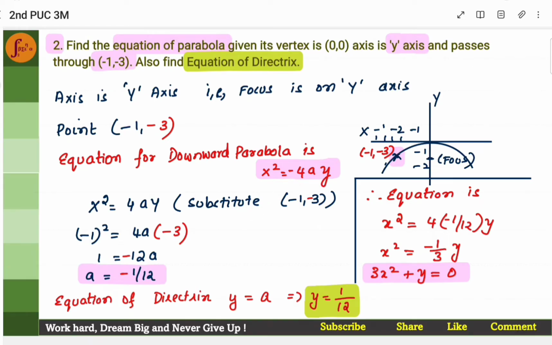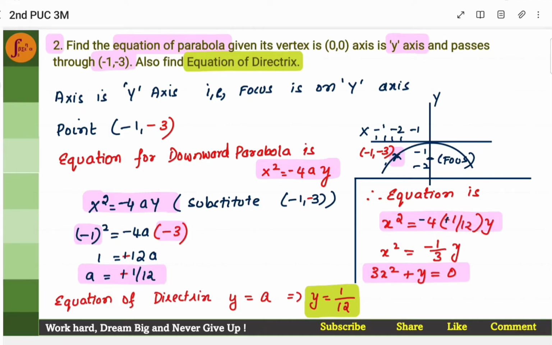So what I will do, the point is given -1, -3. I take the same equation. I'll substitute x value and y value from this point, -1 and -3. I'm substituting it here. Now once I substitute, I'll get a value, which is 1 by 12. Now I'll take the same equation, x square is equal to minus 4ay. I'll take this equation and I'll substitute a value. A value is 1 by 12.